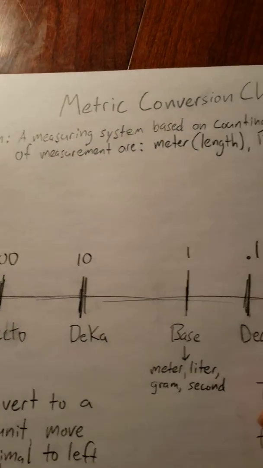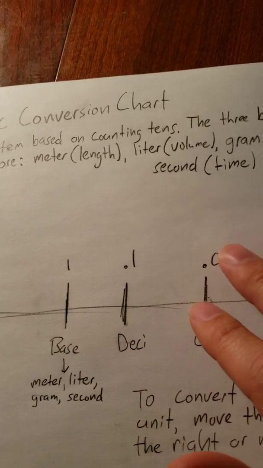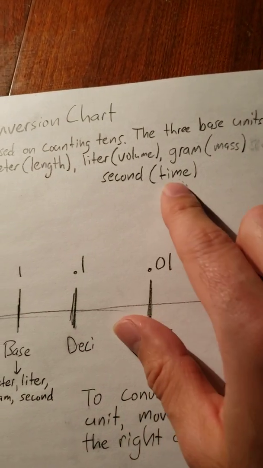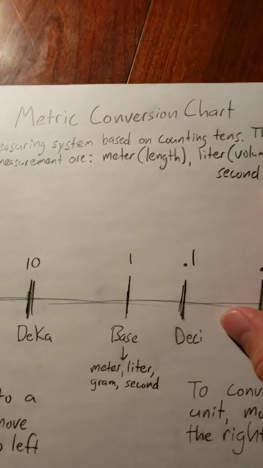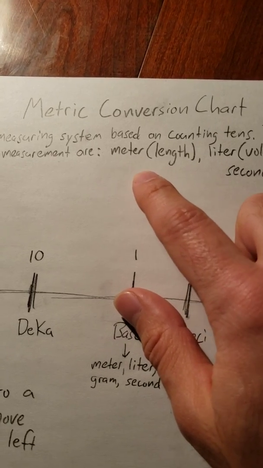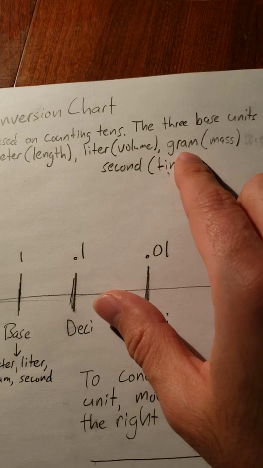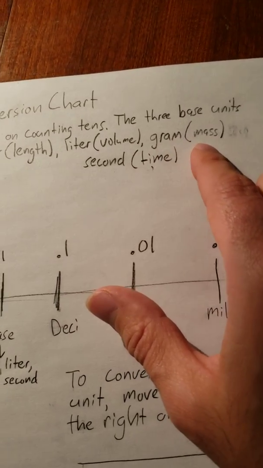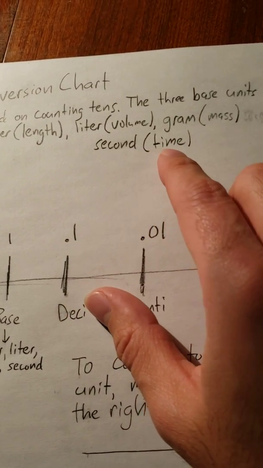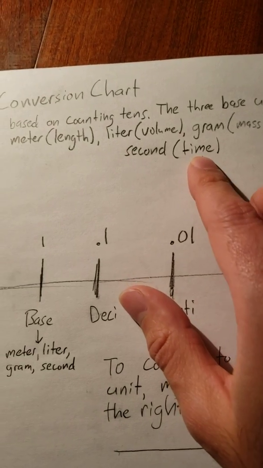A measuring system based on counting tens, okay? There are 3 base units. I added a 4th, okay? They are meter, which measures length, liters, which measure liquid volume, grams, which you know measure mass because you've done that in science, and then seconds, they measure time.